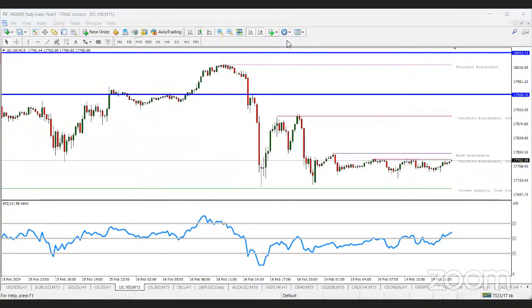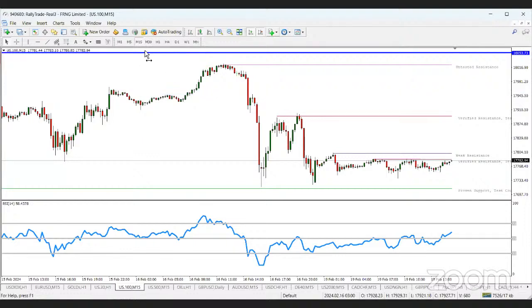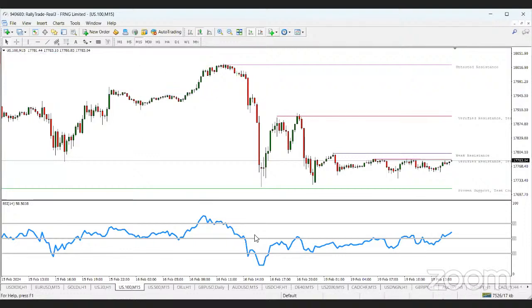US 100 also is just looking so dull. Of course, this is because we're having a bank holiday today, and because of that, it's very possible that even the US indices will be closing early. Trading will be closing early today.